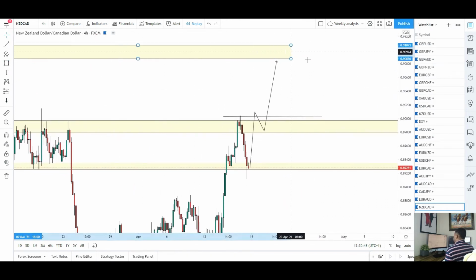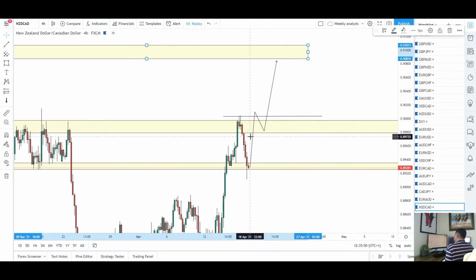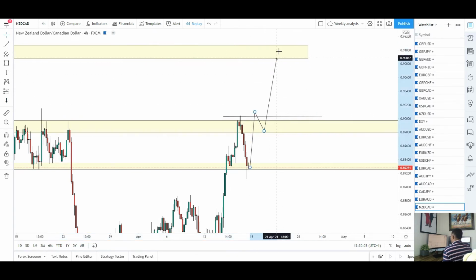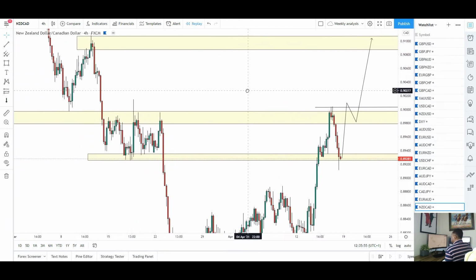So I do feel like if we clear this level of resistance, so a breakout essentially, we'll probably have a good chance of moving back up to 0.91, which is that resistance up there.